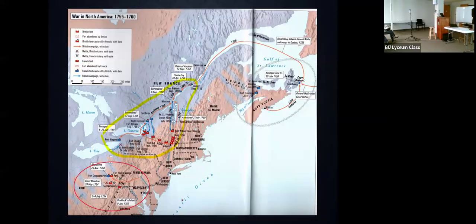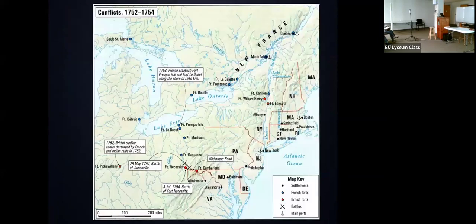This is just another way of looking at it in terms of where much of the French and Indian War will be fought. I just circled the areas where the main conflicts will take place, as you can see. Right now, we're dealing with areas down through here, okay? All right. I should have shown you that sooner. Apologies.